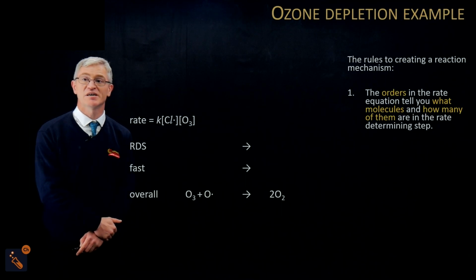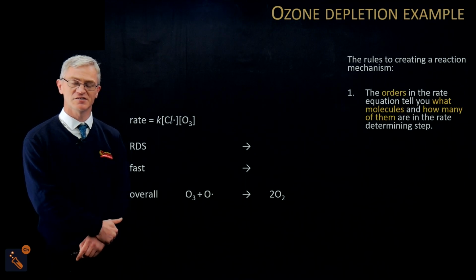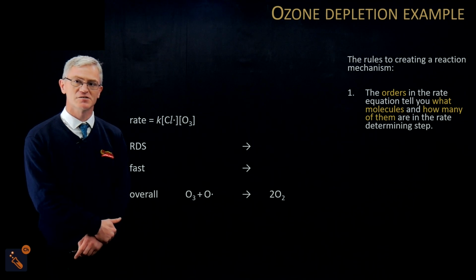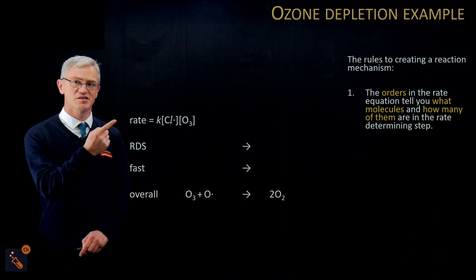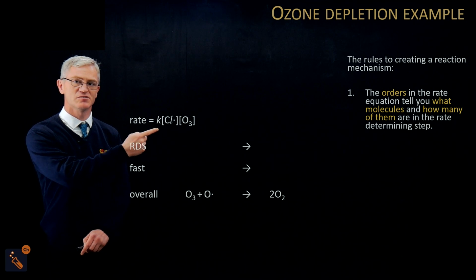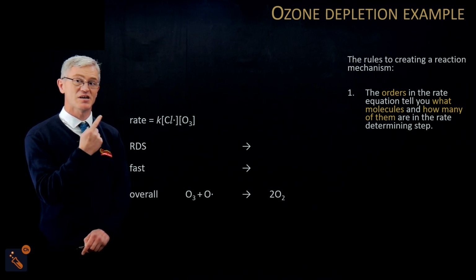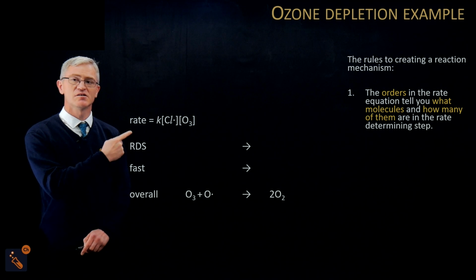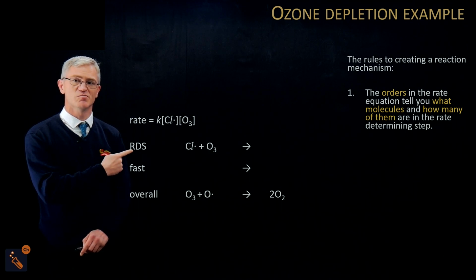So let's look at an example here, and I'd like you to stop the video and do this example, okay? So first of all, we've got a rate equation here. The rate equation has a chlorine radical and ozone. That means they're both to order 1, first order, so therefore there's 1 molecule of each. You see there's 1 molecule of each here.